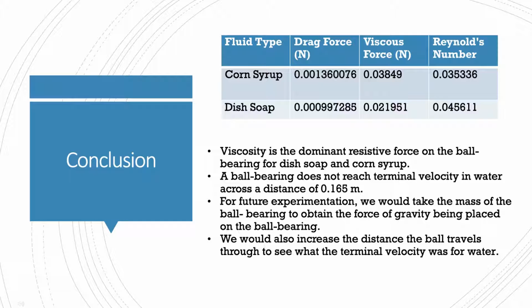For future experiments, we would like to take the mass of the ball bearing in order to find the force of gravity being placed upon it. In addition to this, we would like to increase the distance the ball travels through water to see if it can reach its terminal velocity.